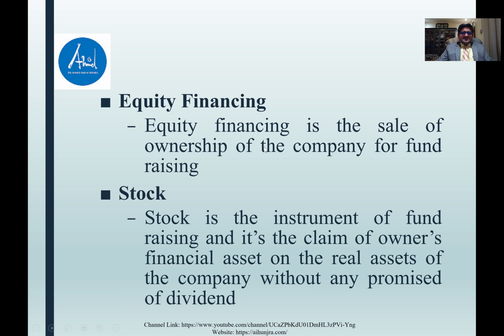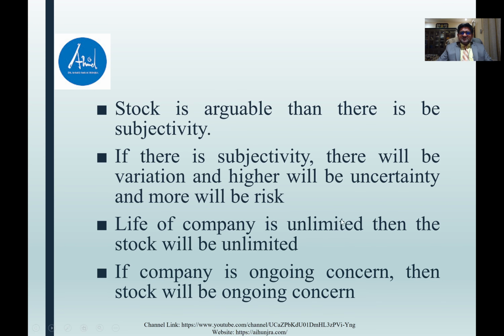So equity financing is all about the sale of ownership of the company for fundraising, and equity is one of the financial assets, and it's the claim on real assets. Why is it a claim? Because we are going to acquire the real assets without any promise of dividend. As we know, stock is arguable, and I have explained why it's arguable. There is subjectivity, because either the firm can pay or not pay the dividend. The other part is market price per share. What's market price per share? It's not fixed. It's changeable, and every moment the market price per share can change.